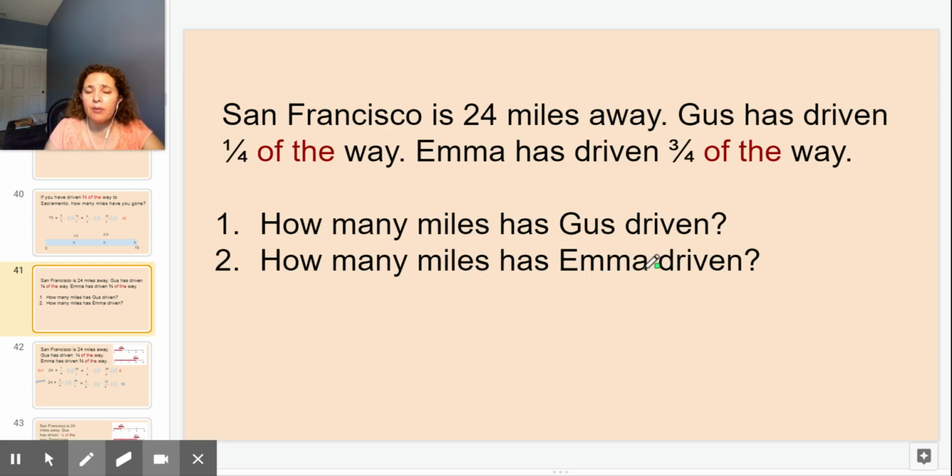So, two-step different problem. They're asking me for two different things, right? They're asking me for Gus and Emma, but it's still the same concept, okay? So if you feel like you know how to do this by yourself, go ahead and do it. If not, stay. If you feel like you do, pause the video and do it and then come back to me.